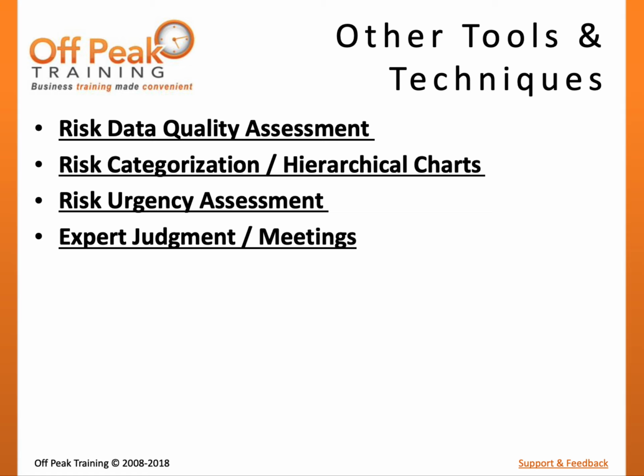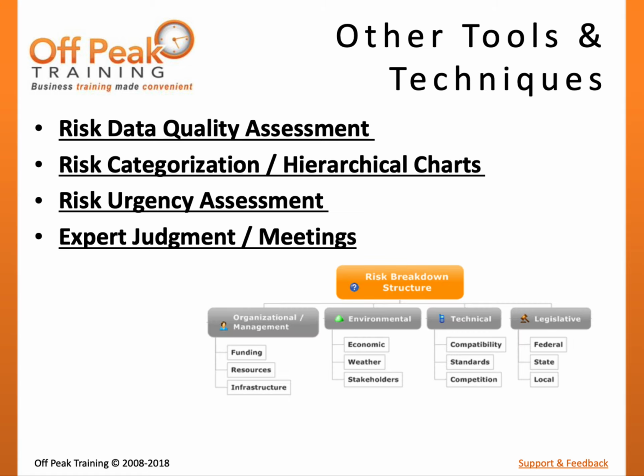Risk categorization and hierarchical charts is a technique of sorting risks by risk area, project area, or another area to help identify particular portions of the project that are subject to risk. This can be documented using a risk breakdown structure as pictured.